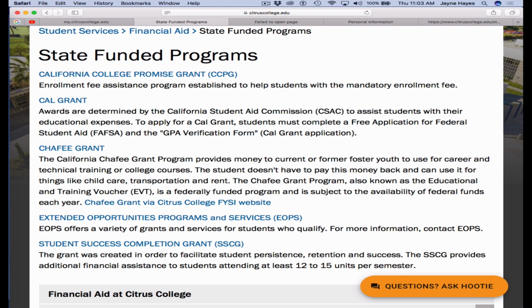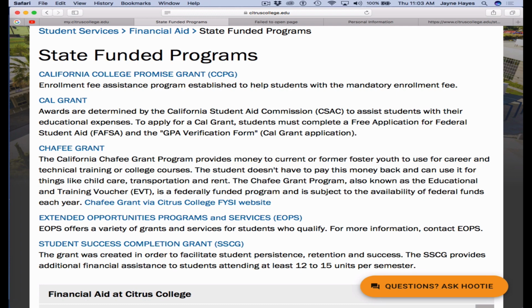Now, if you qualify for the Student Success Completion Grant and have at least 12 units, you're going to get an extra $649 per semester, on top of all the other grants. If you are enrolled in 15 or more units, you're going to get an extra $2,000, on top of all your other awards. If you don't already have a Cal Grant Award, just know you could still qualify maybe for the following year.